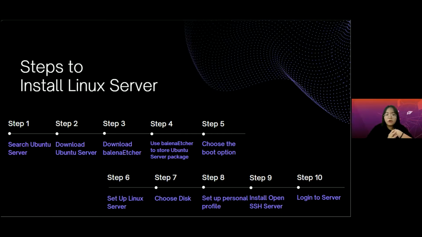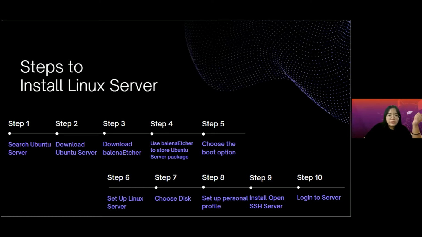And for procedure 4, after the flashing is done, we need to restart our laptop. Okay, so we continue to step 5, which is choose the boot option. After we restart the laptop, we need to boot the system to enter the BIOS configurations in order to choose the boot option that we want to use. After entering the BIOS configurations, we need to choose the boot and select the option that we want. After choosing the boot option, we need to save changes and exit.